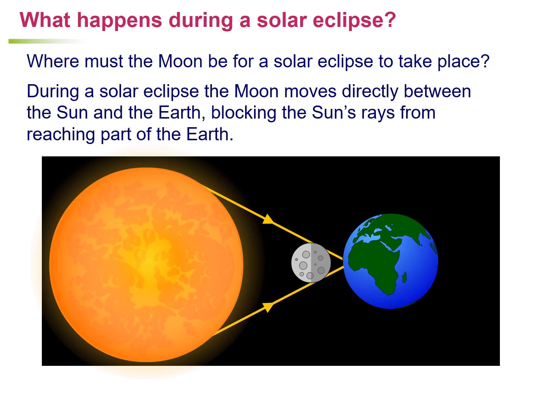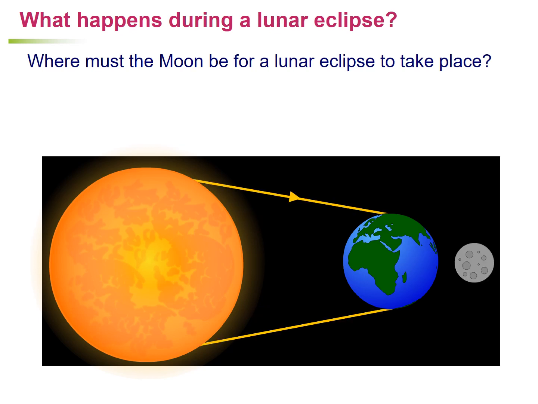Okay, so during a solar eclipse, the moon moves directly between the sun and the earth, blocking the sun's rays from reaching part of the earth. So I didn't want you to say it was just between the sun and the earth, but you needed to talk about the sun's rays being blocked by the moon and reaching part of the earth.